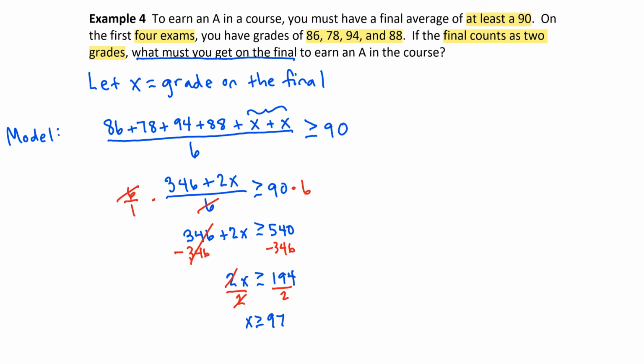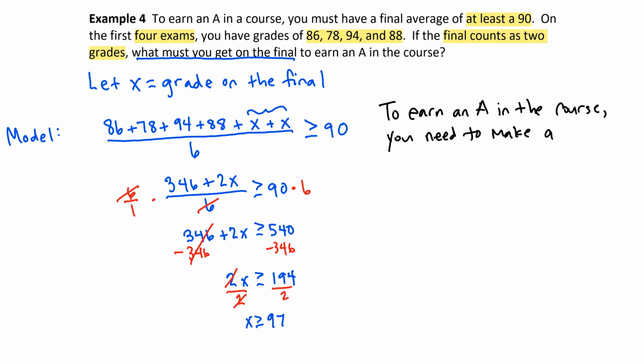That's a little bit of pressure, isn't it? So let's respond in a complete sentence. To earn an A in the course, you need to make a 97 or higher. This language indicates that I was solving an inequality, not an equation. You need to make a 97 or higher on the final exam.